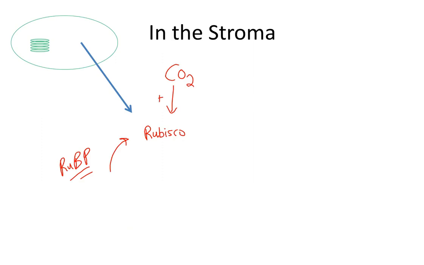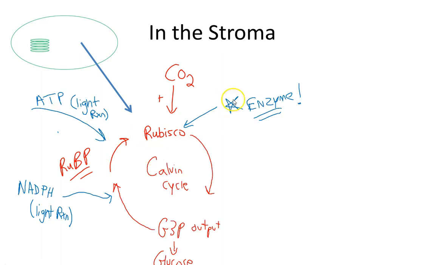So what's going on in the stroma? In the stroma, we have carbon dioxide coming in. The enzyme Rubisco is going to fix carbon dioxide with a molecule called RuBP. RuBP is ribulose bisphosphate, and the enzyme is going to rearrange the molecules, and ATP comes in from the light reaction. The electrons on NADPH come in from the light reaction. What do you need to energize this? A phosphate group. What do you need to link the carbon dioxide? The electrons are going to form the bonds in these molecules.